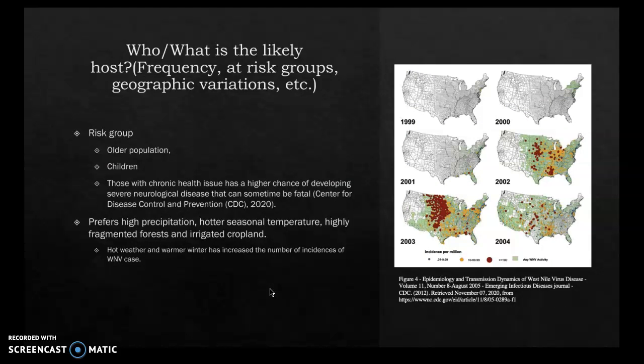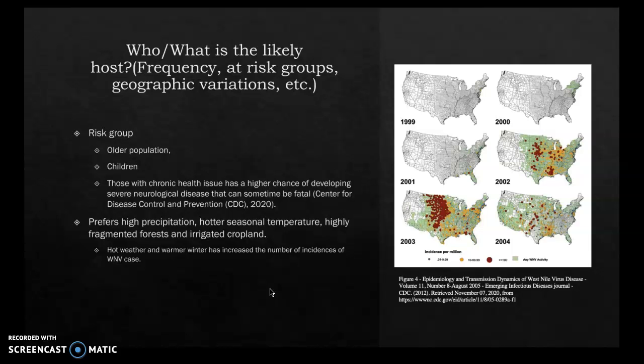So there are a few risk groups that are associated with this disease. The risk groups will be the older population who have a declining immune system, children who have an underdeveloped immune system, and those with chronic health issues have a higher chance of developing a more severe reaction to the West Nile virus that can sometimes become fatal if they progress to severe neurological disease because they have a compromised immune system.